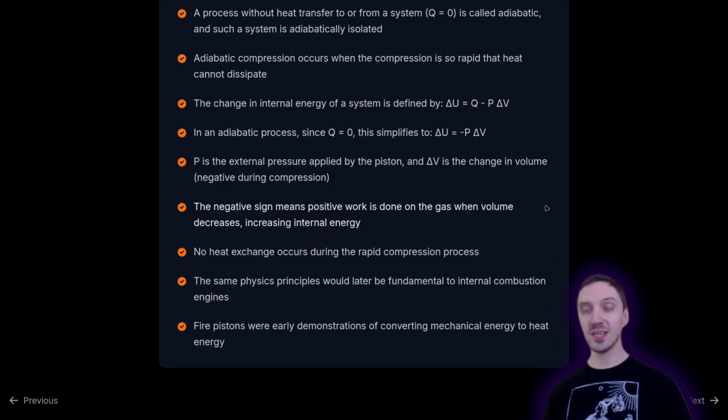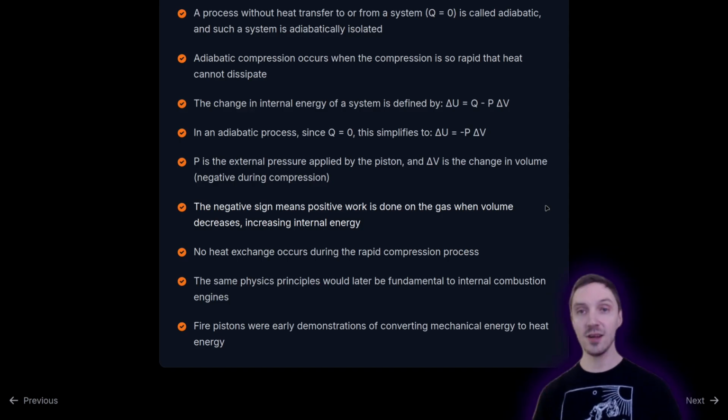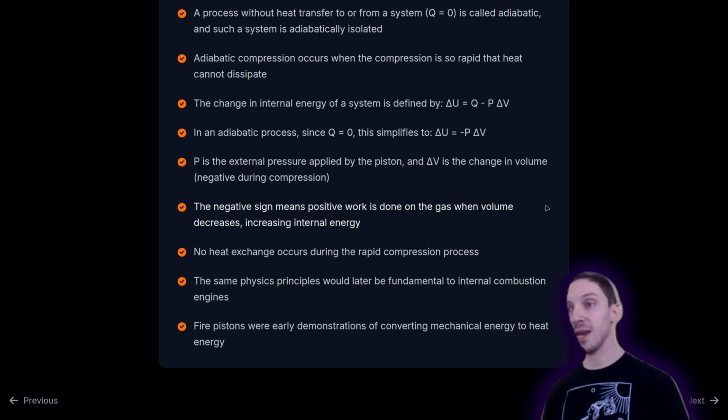These same physics principles are fundamental to internal combustion engines. The fire piston was an early demonstration of converting mechanical energy to heat energy, which is interesting because the steam engine takes heat energy and converts it into mechanical energy.